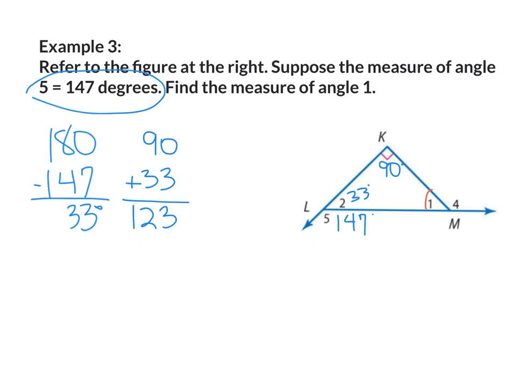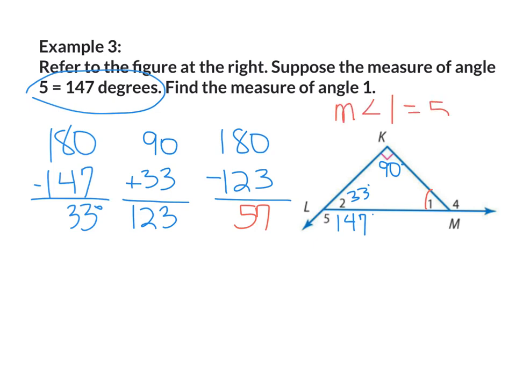Now, since I know that all the measures added together equal 180, I'm going to write 180 and subtract 123 degrees. And that's going to give me 57 degrees. So the measure of angle 1 equals 57 degrees.